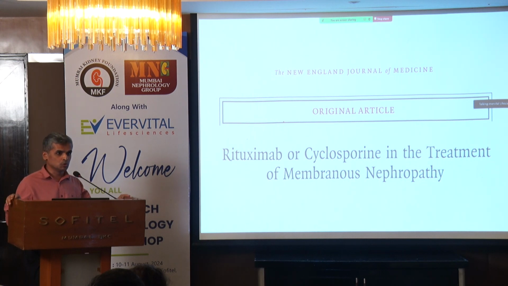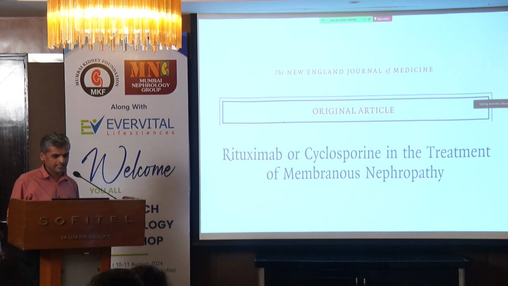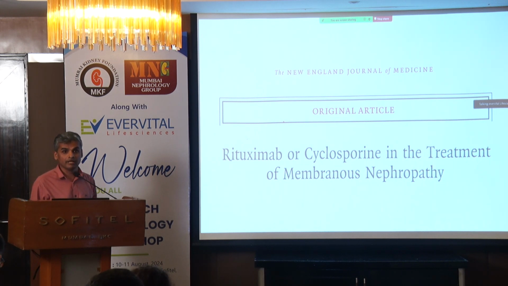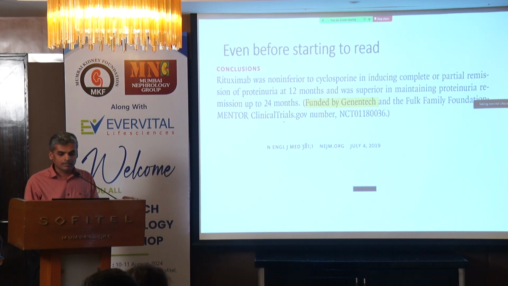I will take you through one or two examples. Which trial is this, in nephrology? This is the MENTOR trial, a famous trial which brought rituximab into the treatment of membranous nephropathy. So how do I start? Even before reading the trial, I start looking at who funded the trial, who sponsored the trial.